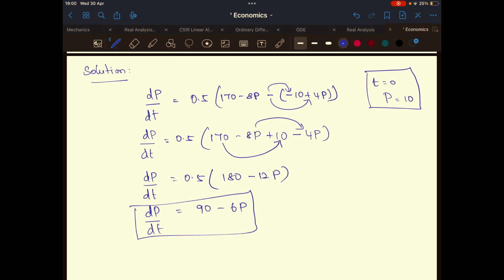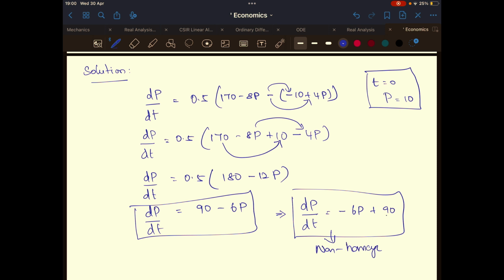dp by dt is equal to 90 minus 6p. This is your equation. See, in the earlier cases, the equation will be given to you. Here, only the statement is given to you. You have to deduce the equation. Now, tell me whether it is homogeneous or non-homogeneous. Maybe you write it like this, you will understand it. Minus 6p plus 90. I have changed the positions of it. That's it. Definitely, this is non-homogeneous, since 90 is present.